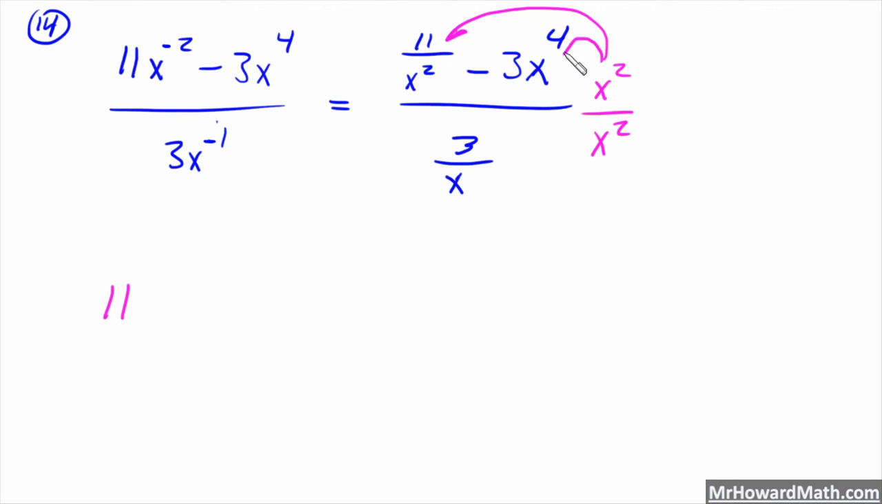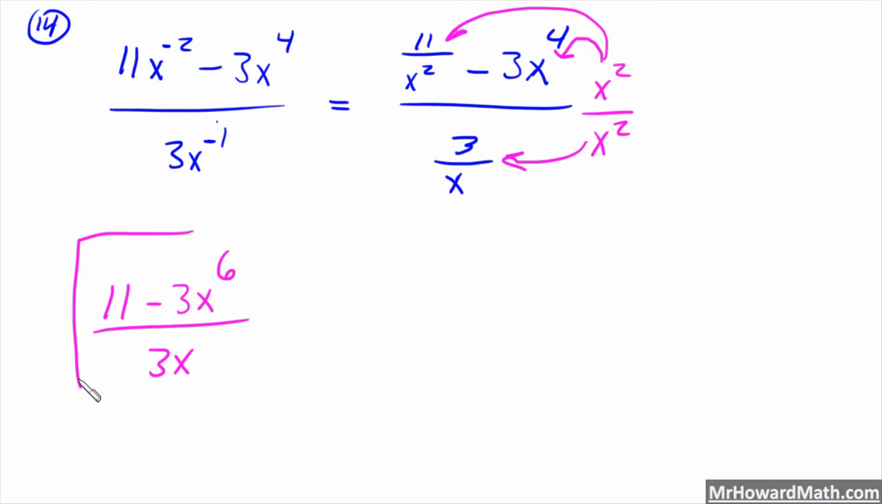We multiply this by x squared, and we have negative 3x to the 4th times x squared, so we add those exponents, negative 3x to the 6th power over. Now we're going to multiply this by x squared, and that square cancels with that x, so we're just left with 3x in that spot. So we have 3x on the bottom. And there's nothing else we can do to that one. 11 minus 3x to the 6th all over 3x. We can't do any more, so that would be our final answer.